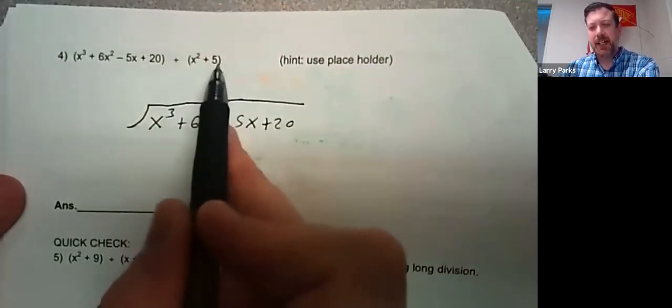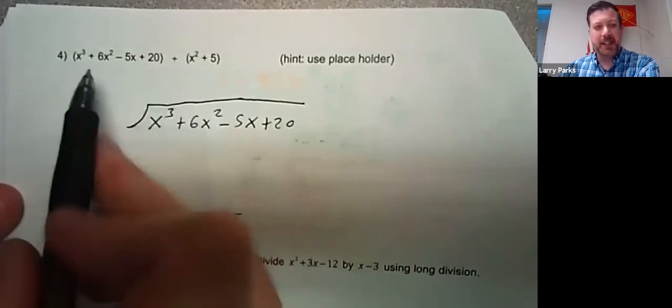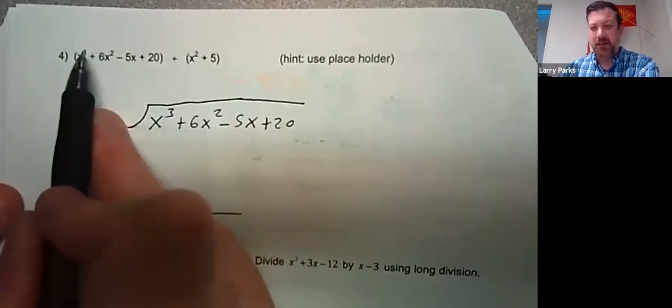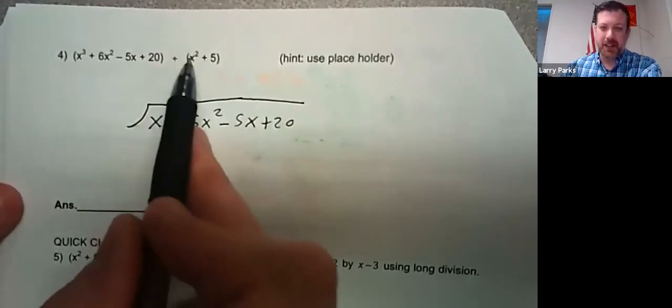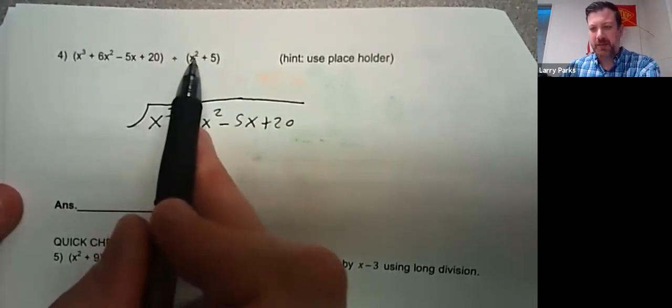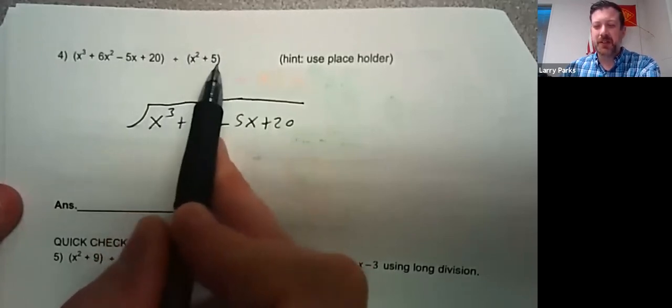X squared plus 5 is missing the x term. One thing that helps me is if it's to the third power, you should have 4 terms: 1, 2, 3, 4. If it's to the second power, you should have 3 terms. It's always one more than the exponent. And so this only has 2 terms.